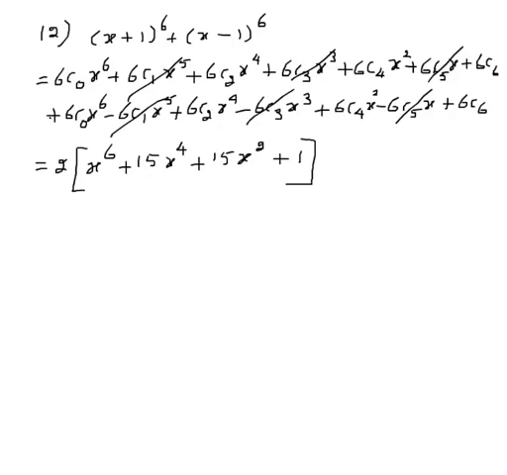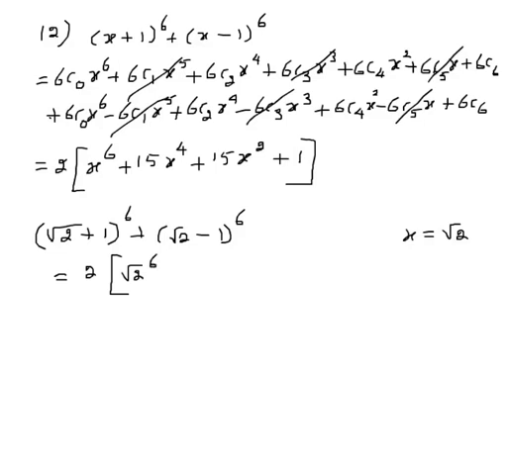Hence or otherwise evaluate. So using this result, evaluating will be easier. We have to find the value for root 2 plus 1 whole raised to 6 plus root 2 minus 1 whole raised to 6. So we have to substitute x as root 2 in the final answer. So 2 times x is root 2. So root 2 raised to 6 plus 15 times root 2 raised to 4 plus 15 times root 2 square and plus 1.